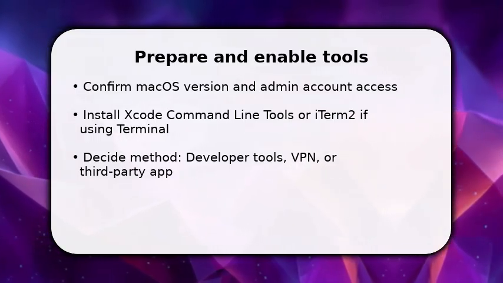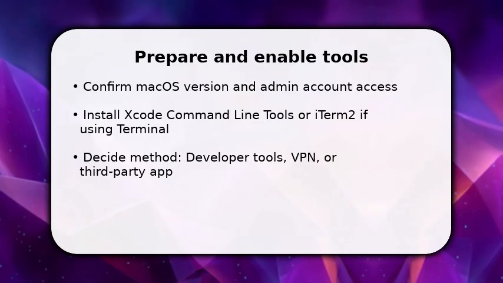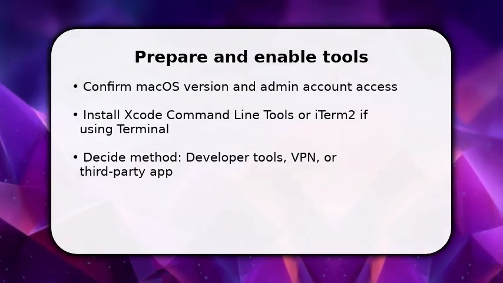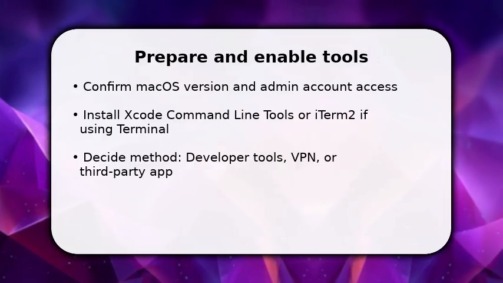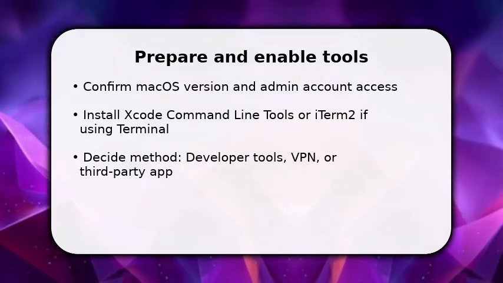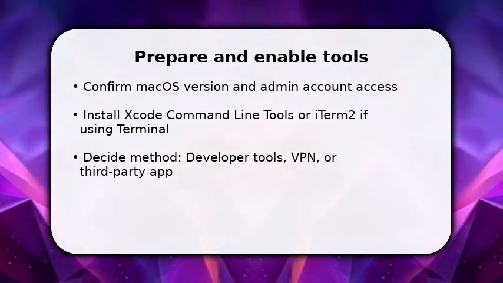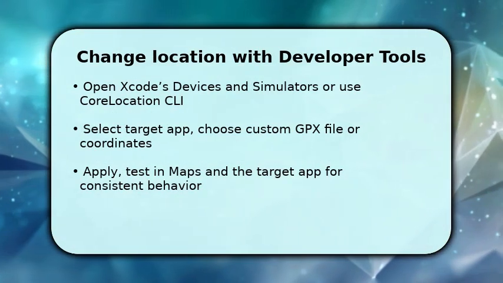Decide which approach you'll use: developer tools for simulated location, a VPN for IP-based location changes, or a trusted third-party app for GUI control. Make this choice now so subsequent steps match the method and avoid reversing work later. Next, I'll show the developer tools path.